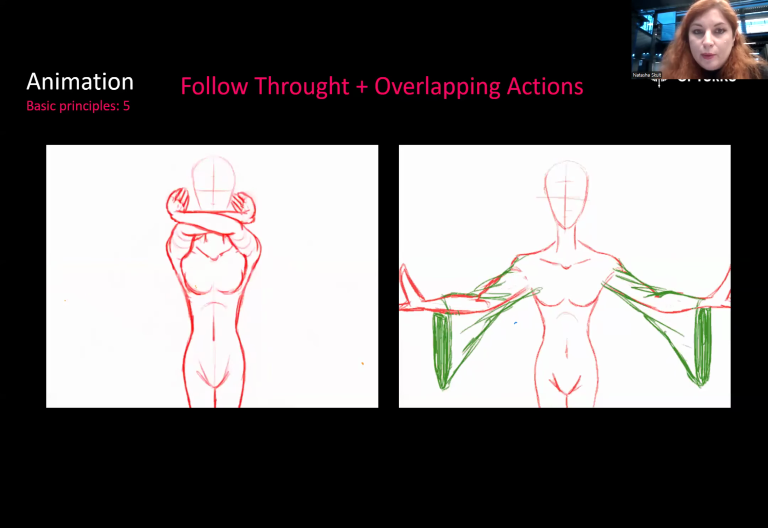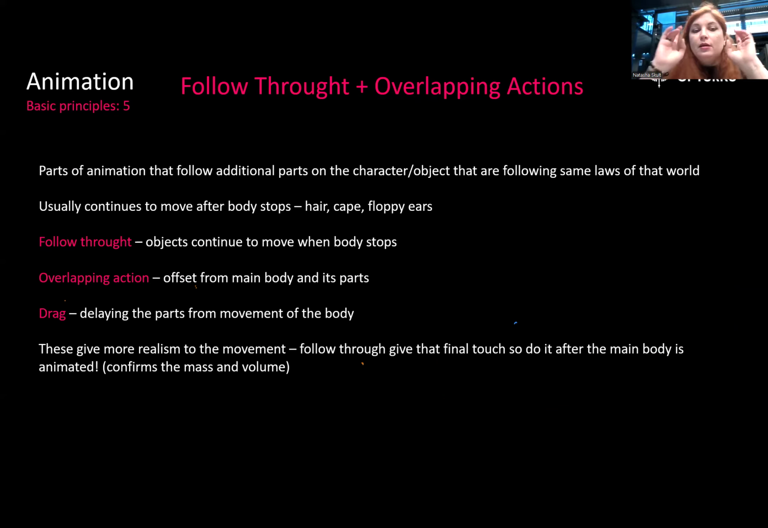So if we go back just one, again, follow through, they continue moving from the body. Overlapping, it's basically offset from the main body and its parts. So it's there, but it follows through or whatever, overlaps with what the main action is. And dragging is usually what comes in the end to make it even more believable. And this can be done with anything, on top of any object, like literally anything.